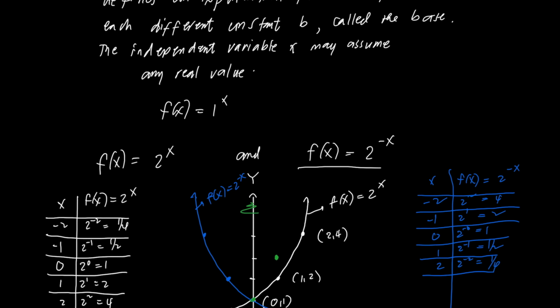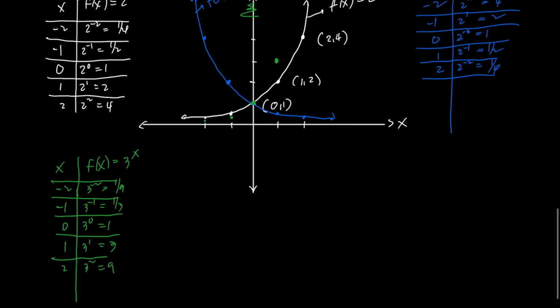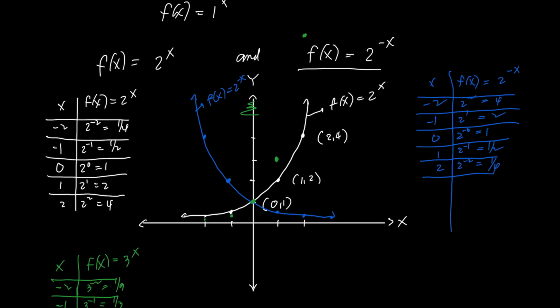So we have, assuming like this, and this is 2, this is our, say, 9. Now if x is negative 1, that's 3 to the negative 1, that's 1/3. So here. And if x is negative 2, that's 3 to the negative 2, that's 1/9 here. Now let's connect the points. And this graph here is f of x equals 3 to the x.